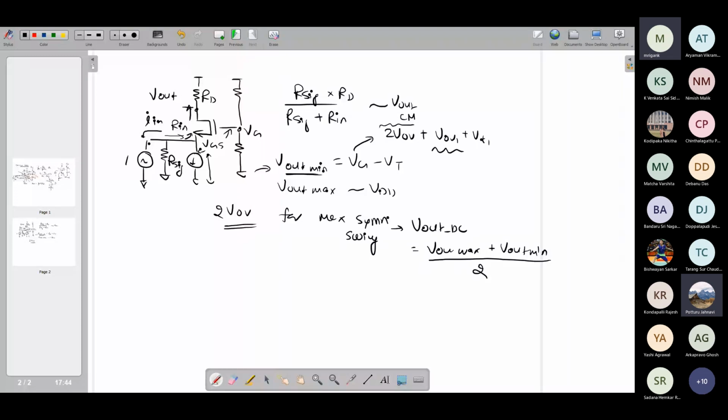If I don't want max symmetric swing, in that case, I can basically maximize the gain required. So suppose the input signal is very small and you just want to maximize the gain. Symmetric swing will be required when you have a signal which is basically swinging in both directions. So it is a bipolar signal. It is going plus minus both ways. So then you require symmetric swing, right?